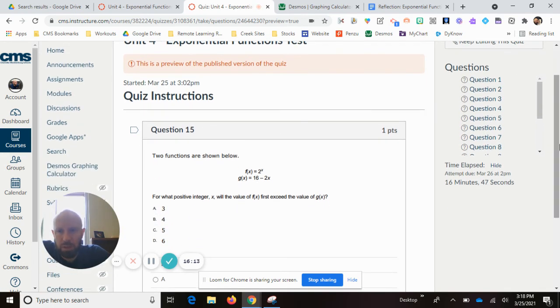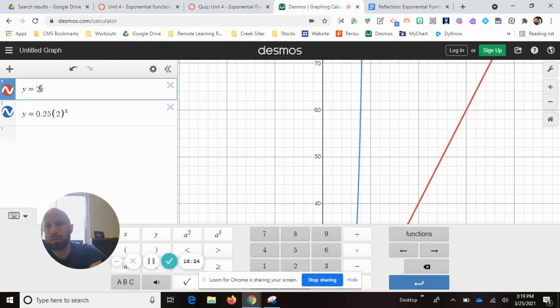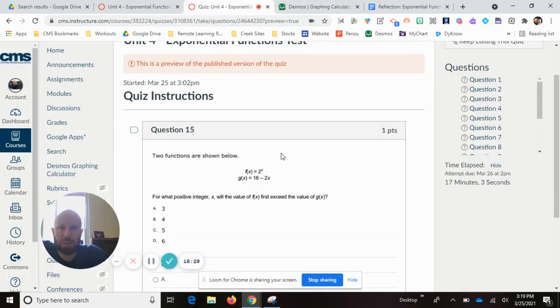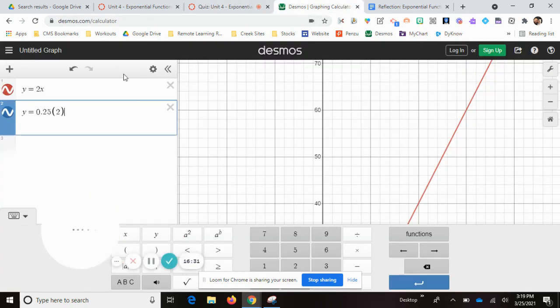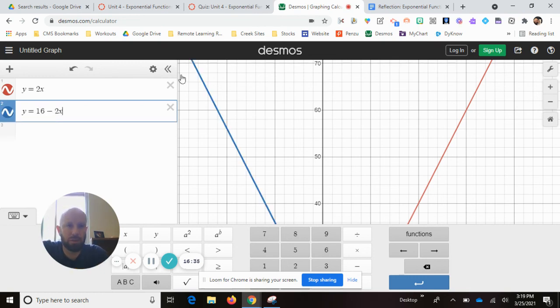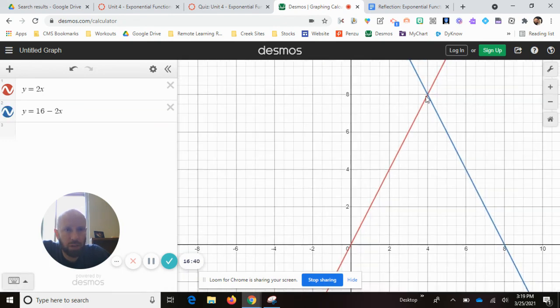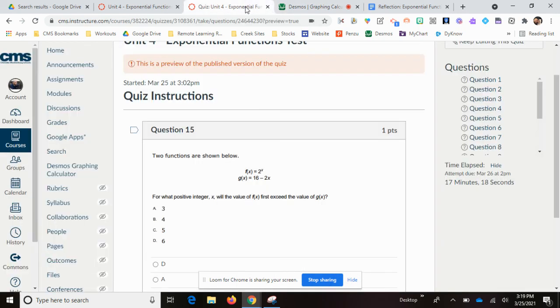What is the positive integer x when f of x will exceed the value of g of x? We're going to go into Desmos again. Y equals 2x. For our second equation, y equals 16 minus 2x. Want to find out where they cross? Let's go back home. They cross right here, it looks like. That's at 4, 8. What does our question say?